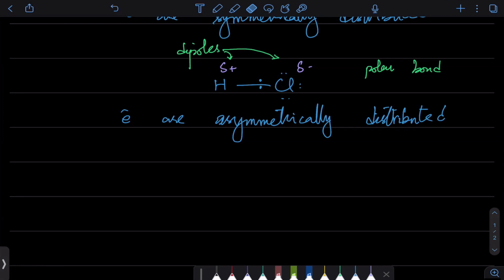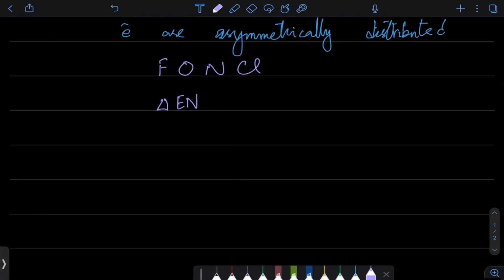Usually, just for the sake of simplicity, we say that anything that is being bonded to these four will have a polar bond, provided it has a large difference. So as long as the difference in electronegativity is beyond a certain threshold, we call it a polar bond. Okay. So we use the idea of polarity and the difference in electronegativity.